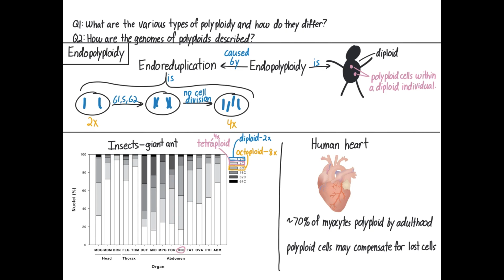We see that only about 20% of cells in this part of the abdomen are diploid, about 30% are tetraploid, and about 30% are octoploid. So even though the giant ant is thought of as a diploid species, many of its cells are polyploid, going as high as 64 sets of chromosomes in a single cell.